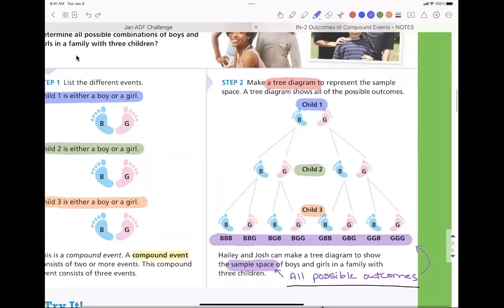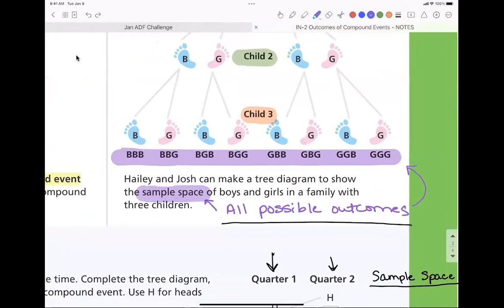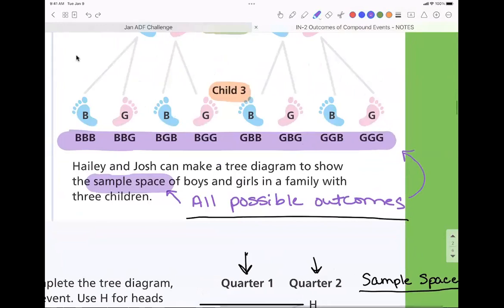What I highlighted in purple there is called the sample space. And I want everybody to either highlight or underline the words sample space, please. And then underneath it, I want you to write this right here. This is the definition of a sample space, okay? All possible outcomes. Everyone, please add that to your notebook. The sample space is all possible outcomes.